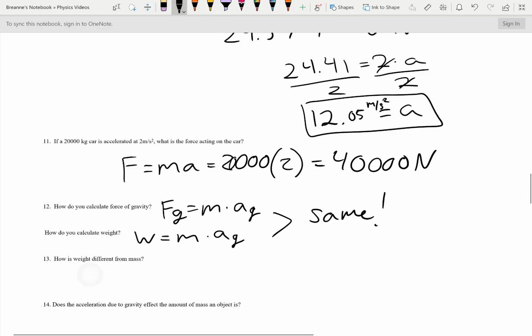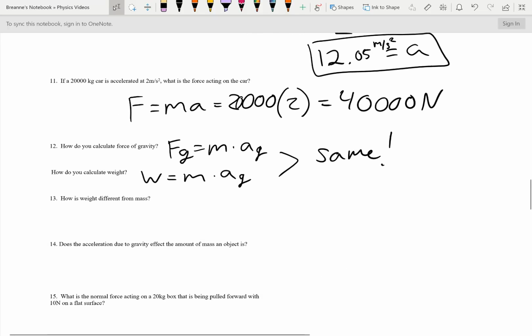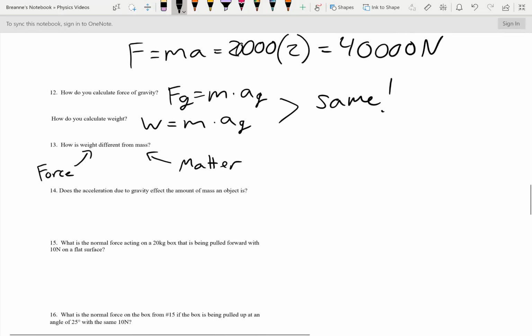So how do weight and mass differ? Weight is a force. Mass deals with matter, so how much matter you are made up of. I did that joke in class saying it should be called mass watchers instead of weight watchers, because to physically lose weight, you have to lose mass, because the acceleration on Earth isn't changing. So you have to lose matter, lose mass.